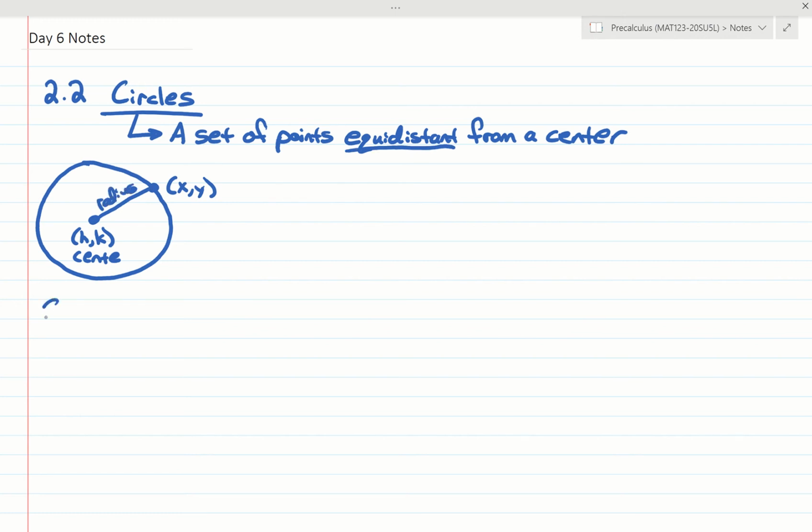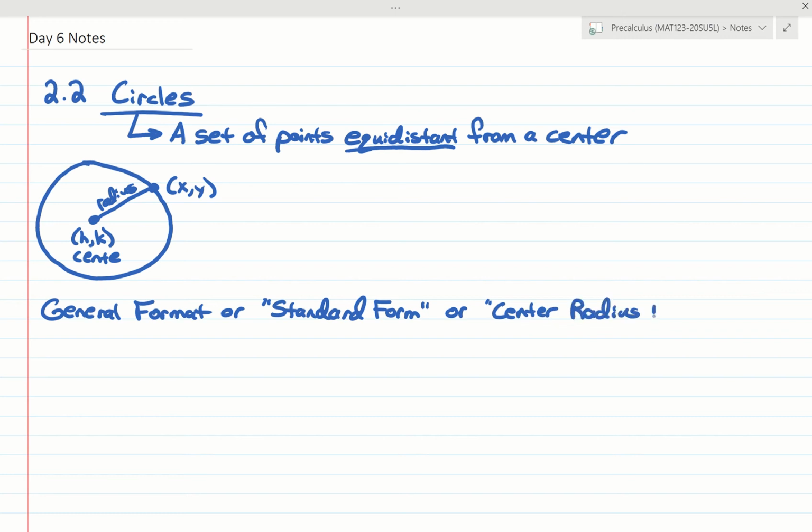Now, the general or standard form, or even sometimes books call it center radius form, is (x minus h) squared plus (y minus k) squared is equal to the radius squared.